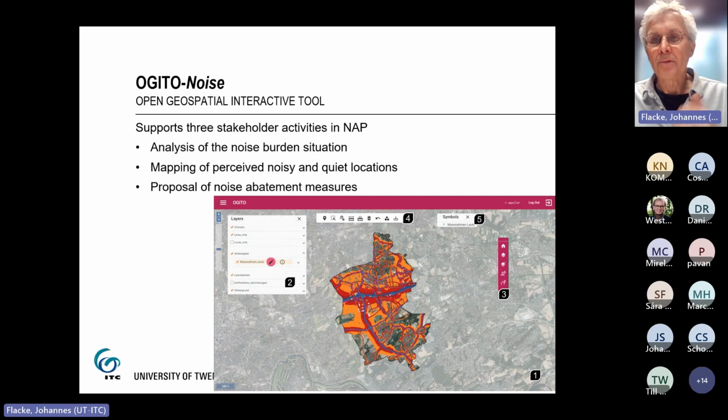Ogito is the name of the platform that we developed. We developed a prototype of a tool based on all the user stories that we collected before and how we operationalize it, how we define them.